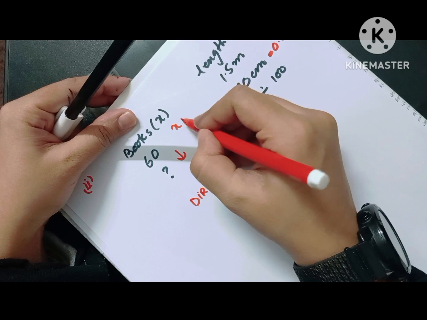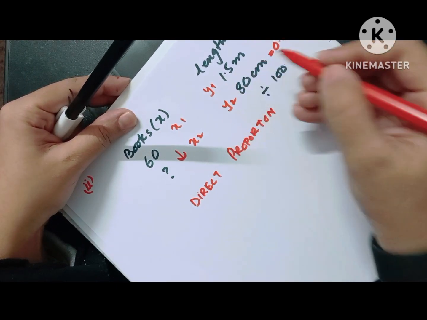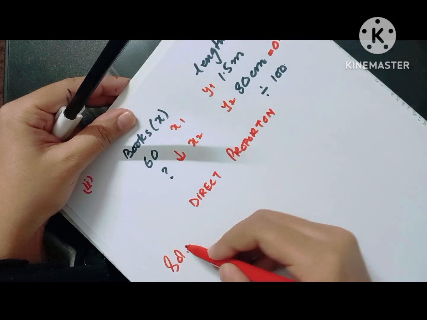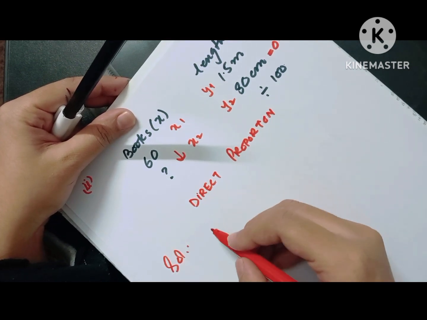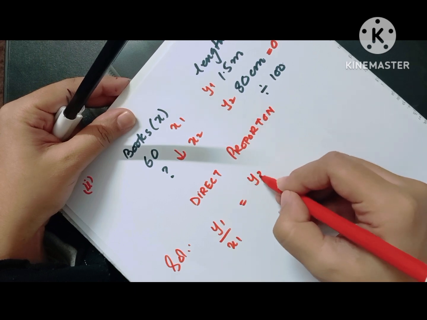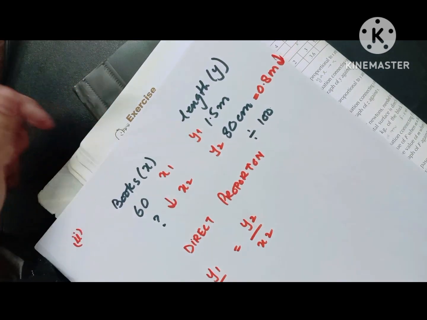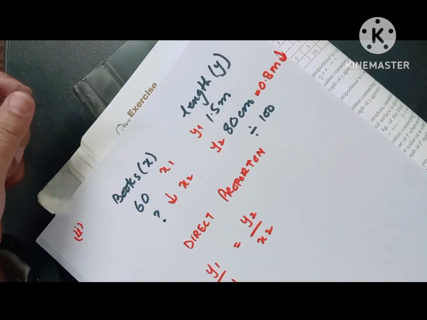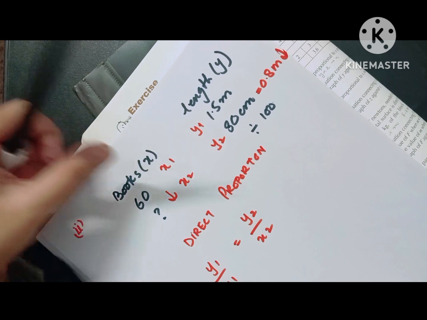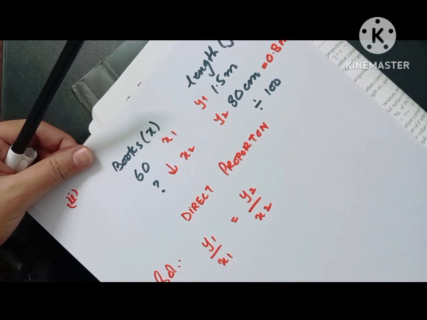And then if that is x1, then that is x2, y1, then y2. Then we have the formula. The formula is y1 over x1 and y2 over x2. Now we have the values of x1, x2, y1 and y2, and only one of the values, that is x2, is unknown. Now we have to put all those values.